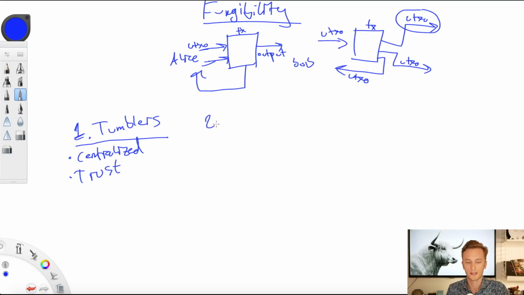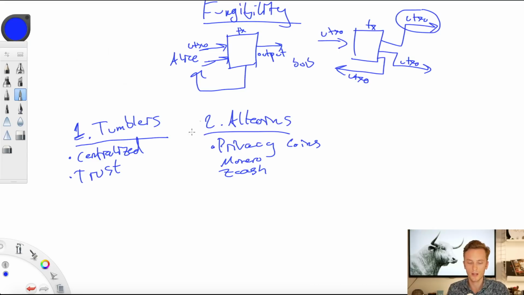Then the second option you have is to use altcoins. If you use privacy coins, then you don't have this issue. If you use Monero, for example, or Zcash, I don't really have a preference, then you already have this built in. They don't have the same model as you have in Bitcoin. You can't trace back the transactions like you can in Bitcoin. So then you could, for example, go back and forth between different privacy coins, and you can get rid of this history.